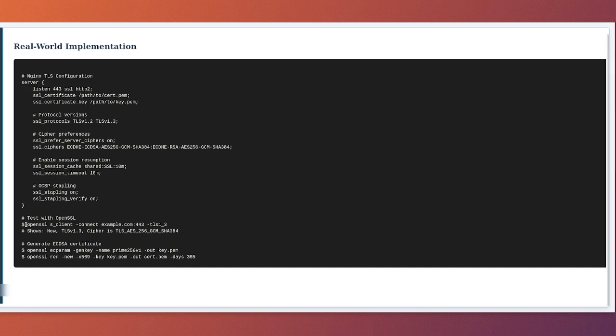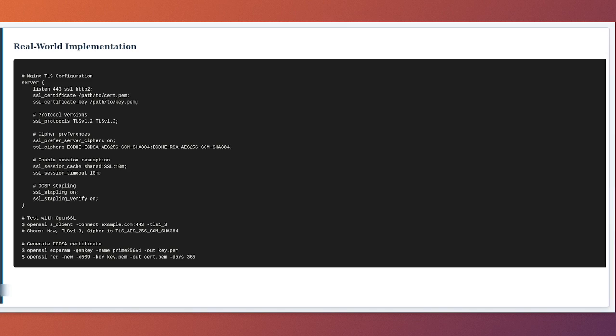Modern deployments often use Let's Encrypt for free, automated certificates. The Certbot tool handles the entire process. For example, certbot --nginx -d example.com will obtain a certificate, configure Nginx, and set up automatic renewal. It uses the ACME protocol to prove domain ownership, typically by placing a temporary file on your web server that Let's Encrypt servers verify.